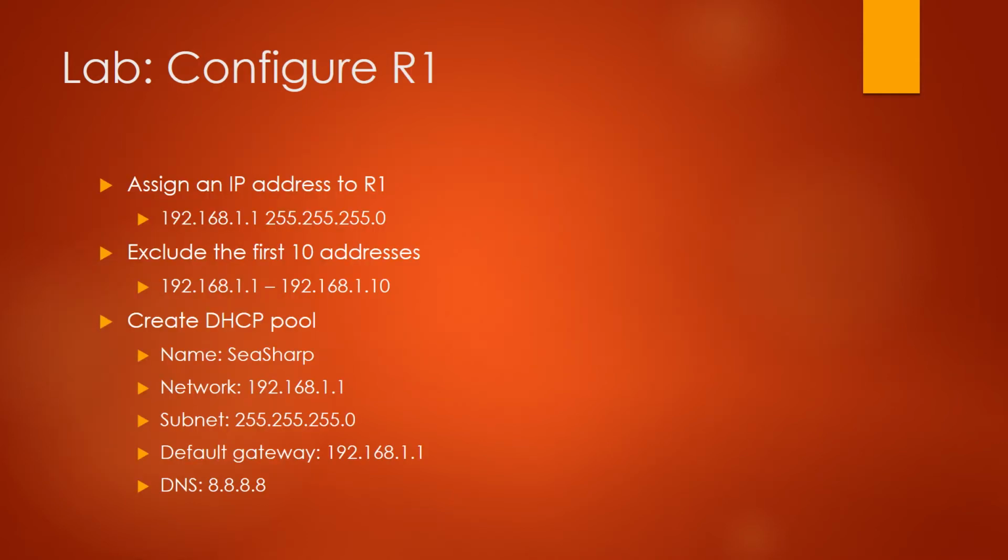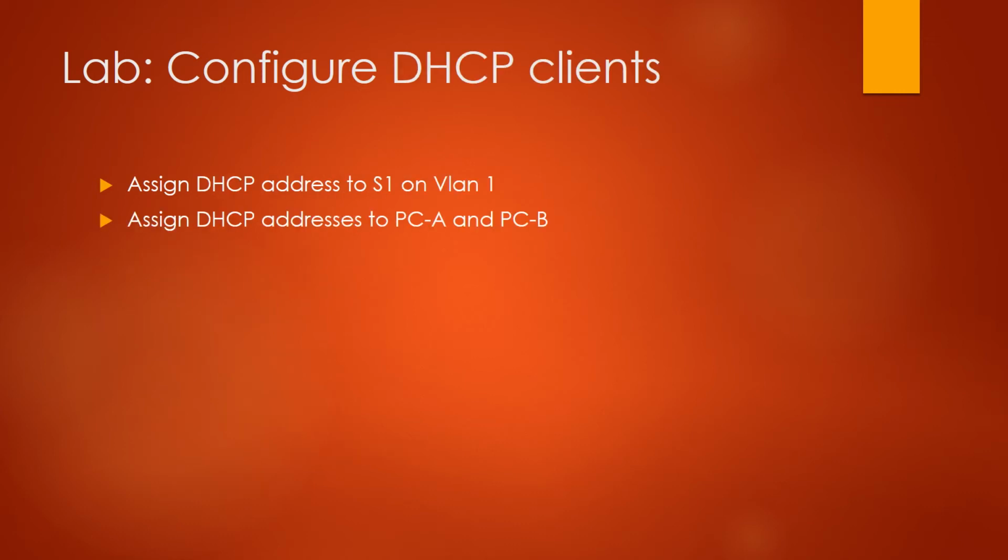So to set up your DHCP server in router 1, you're first going to want to set an IP address to the interface. In this case, we're going to be using G0/0. Then you're going to want to exclude the very first 10 addresses, and those are the parameters that we're going to want to use for our pool. And once you set up your pool, you're then going to want to assign a DHCP address to VLAN1 on switch 1, and assign the addresses to PCA and PCB.